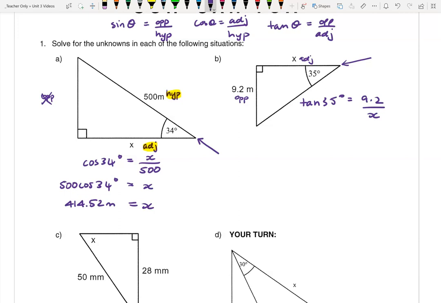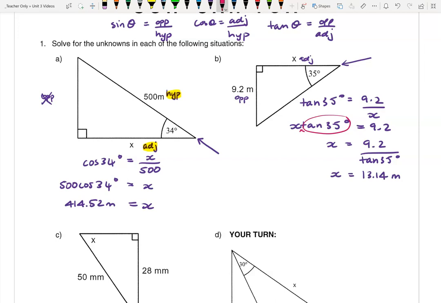So if I multiply both sides by x, that's going to make sure that the x removes itself as a denominator. So I've got x times tan 35, remembering tan 35 is a value, so I can then divide by tan 35. I am not going to find out the value of tan 35 and use that because I don't want to round at this point. I only want to round at my final answer. So placing this into my calculator, 9.2 divided by the tan of 35 gives me 13.14 meters.